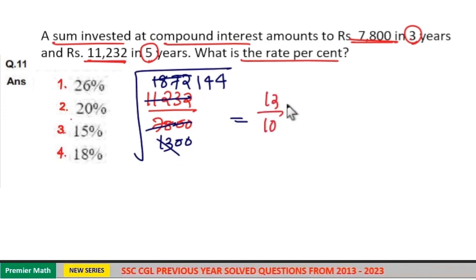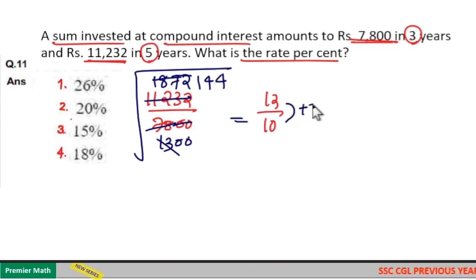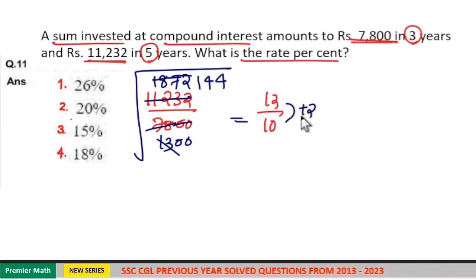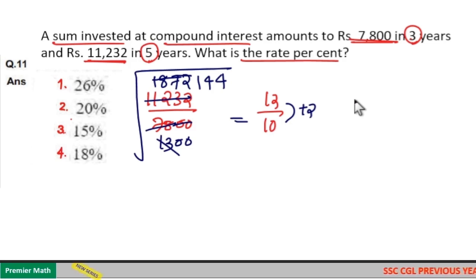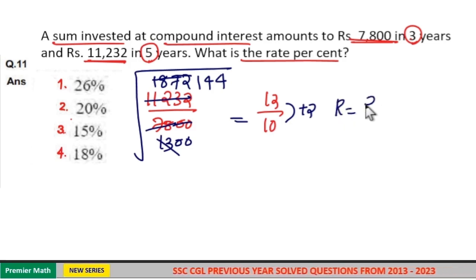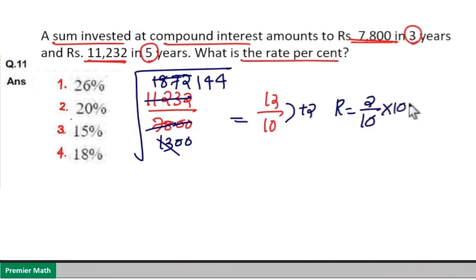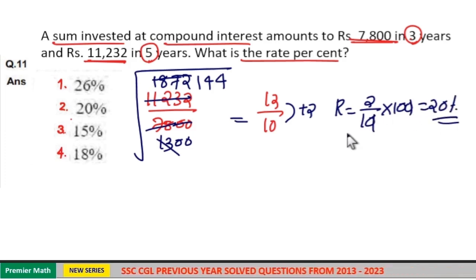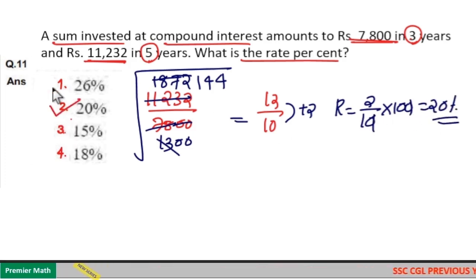That is, here difference generated is 2 part. That is 10 part is the initial sum. Then after 1 year it is increased to 12 part. 2 part is the interest generated out of this 10 part. So rate is equal to 2 part by 10 into 100. So 20% is the rate. Option 2 is your answer.